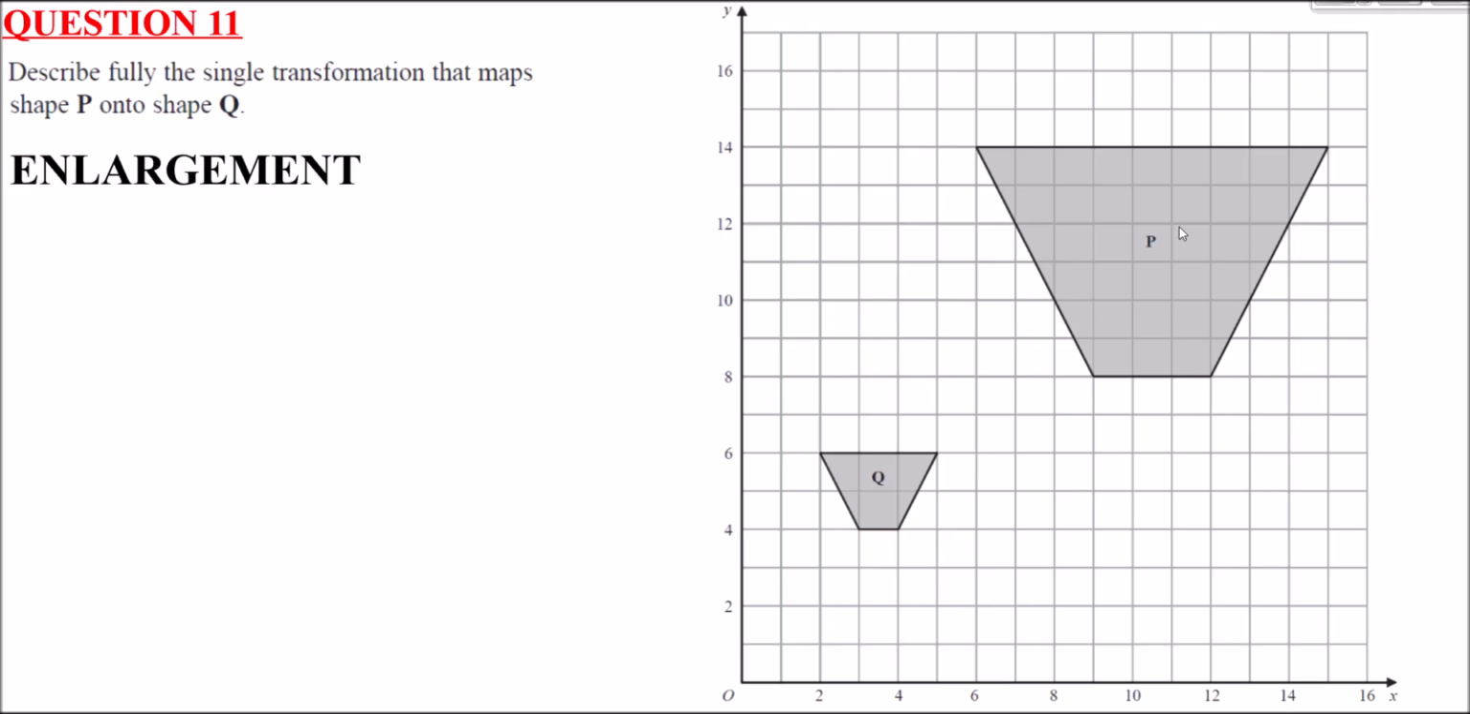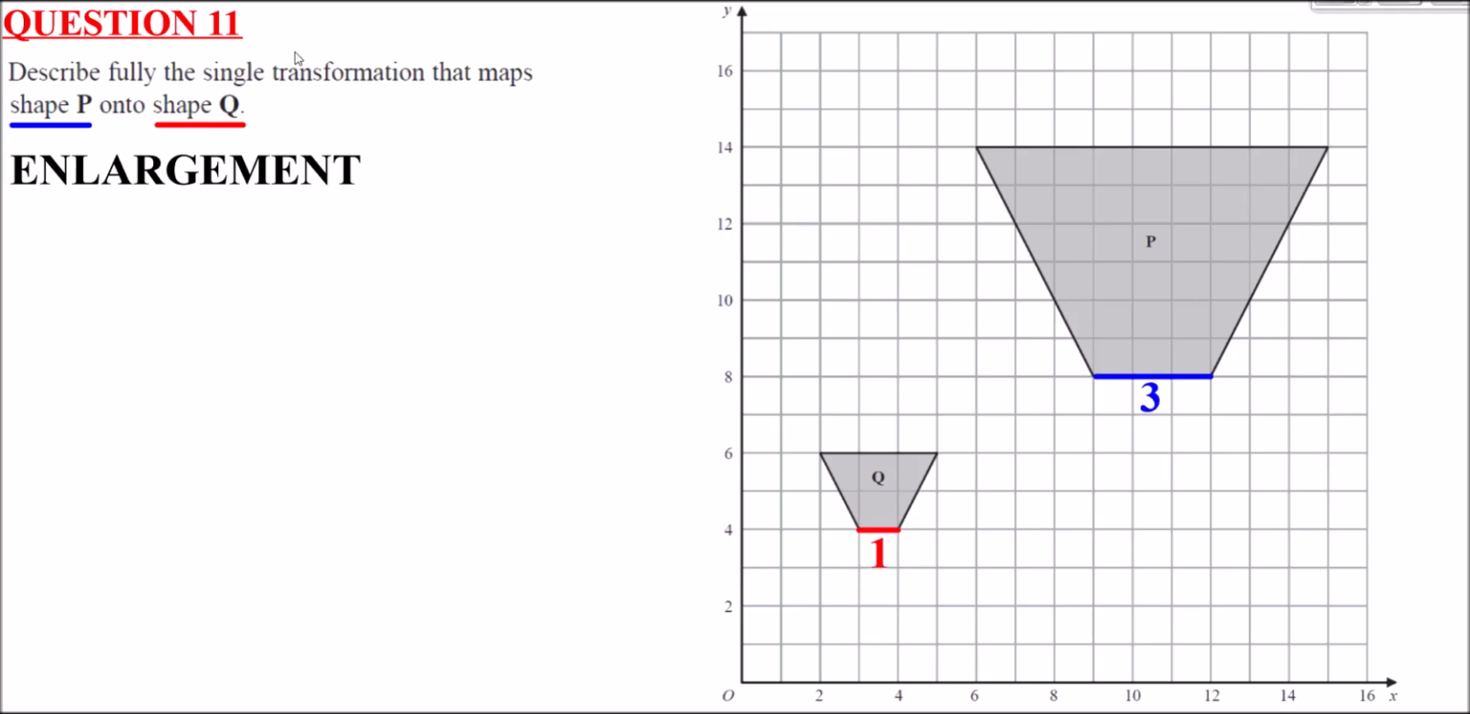The second thing we need to think about is the scale factor of enlargement. And what we need to do to work that out is consider two corresponding sides of the original shape and the new shape. I could have taken the top side of P and the top side of Q and compared those, or I could take the bottom side of P and the bottom side of Q. That's what I'm going to choose to do. So P, which I'm going to do in blue, this one here is 3 squares along, whereas Q becomes 1 square along. So it's gone from being 3 squares down to just 1 square.